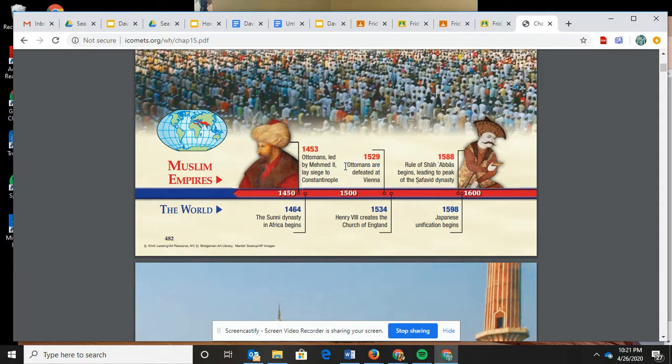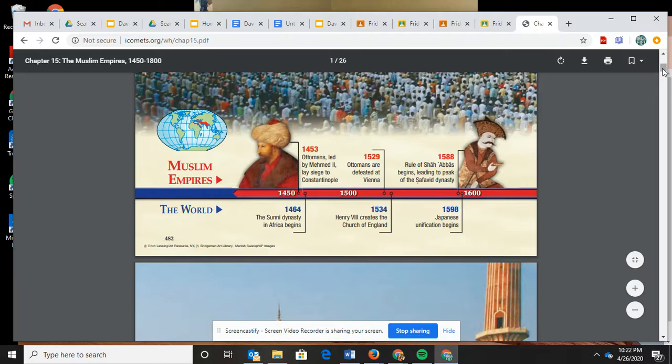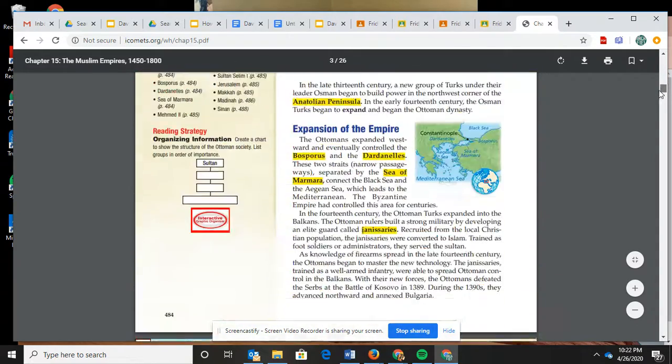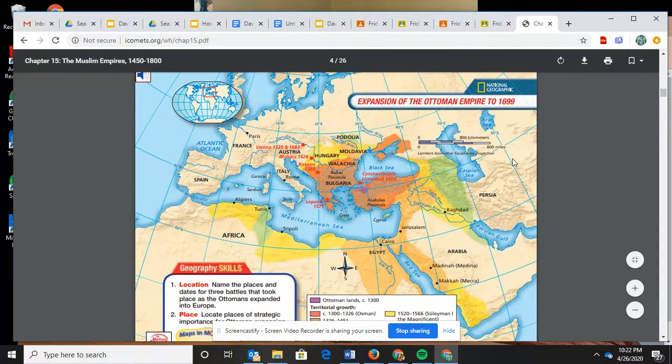So what was going on in the world? Well, this time period starts in 1450. It's very interesting, because what else starts in 1450? 1453, the Ottomans, led by Mehmed II, lay siege to Constantinople. So let's just take a look here. I'll let you read in a second, but just going down to here.